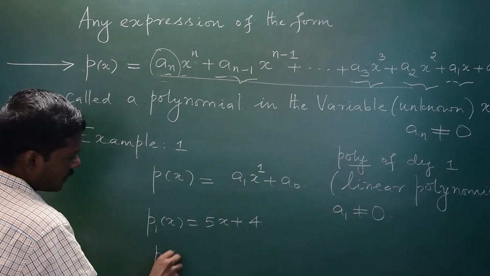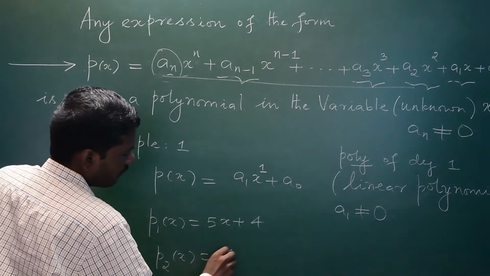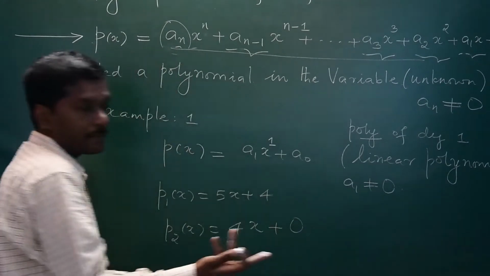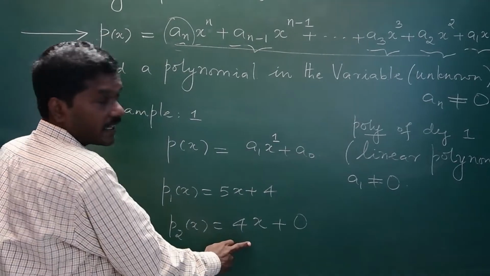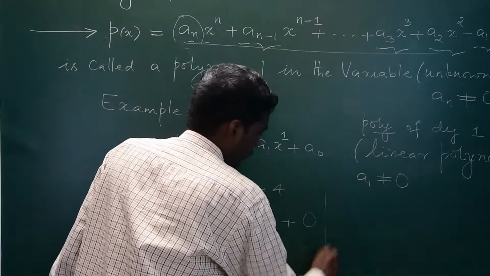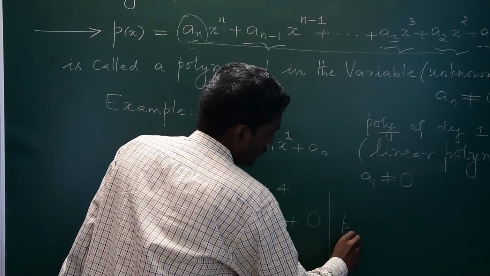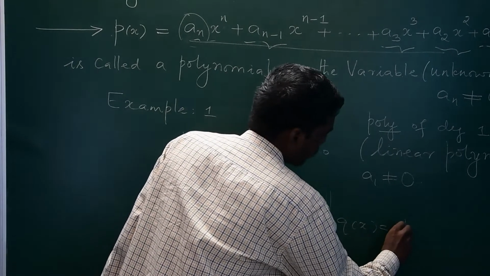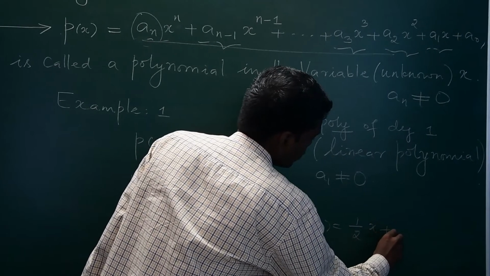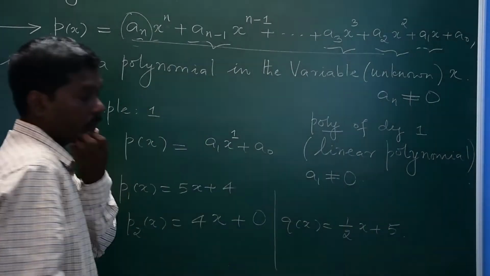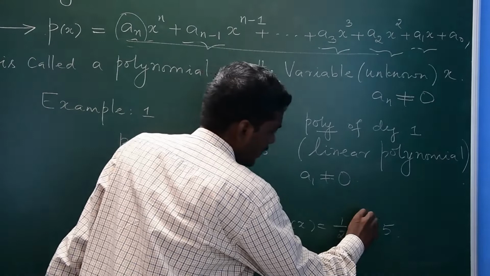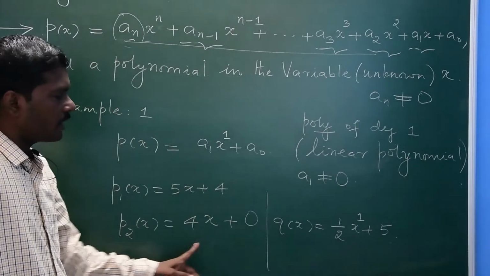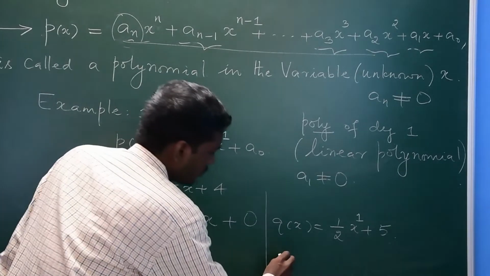P2 of x is 4x plus a0 is 0. a0 can be 0. So this is another example of a linear polynomial. So like that, q of x is 1 by 2x plus 5. So degree of the polynomial is 1. So all these are examples of what? Linear polynomials. And let us give one more example.